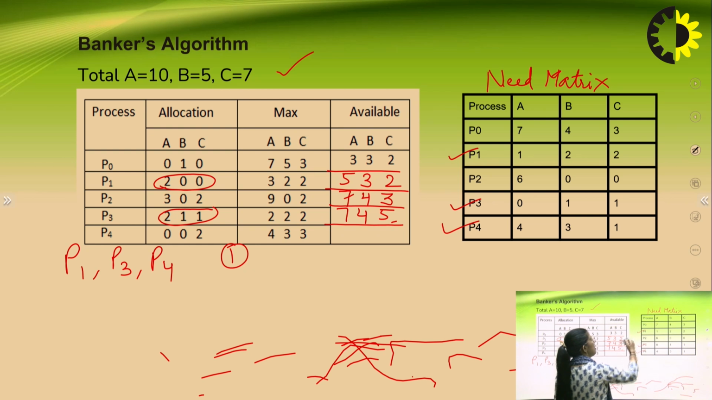Next, going back to P0, which needs 7, 4, 3; available is 7, 4, 5. Obviously this value is larger, so P0 also gets completed and releases these resources. So this will become 7, 5, 5.